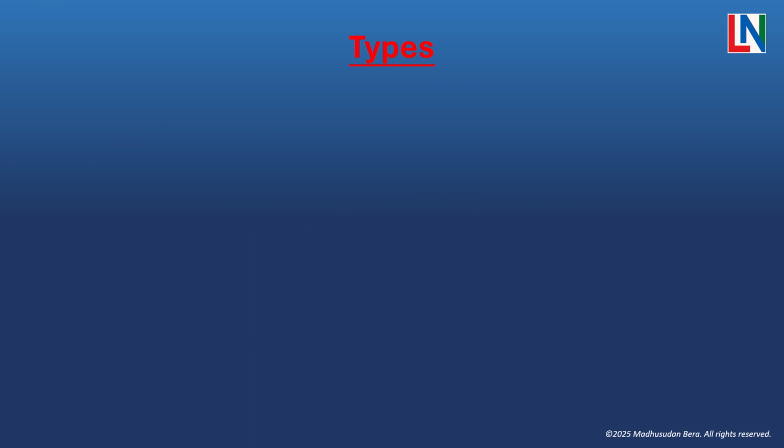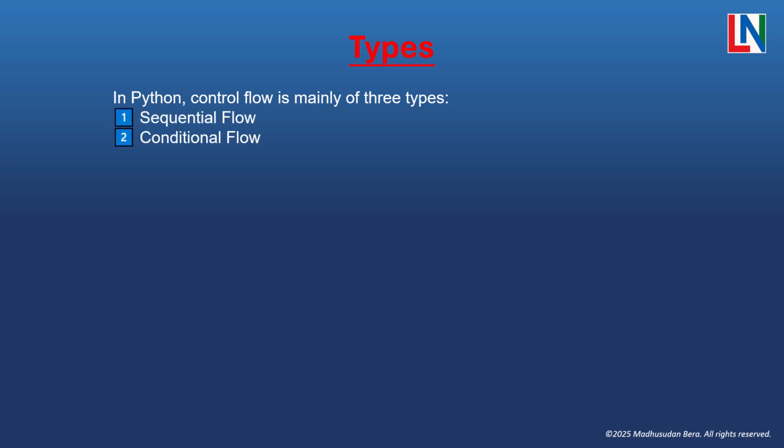Students, we have to learn about different types of flow of control. There are three types of flow of control in Python. Number one, sequential flow. Number two, conditional flow. Number three, iterative flow. Before learning about flow of control, we have to learn about indentation first.